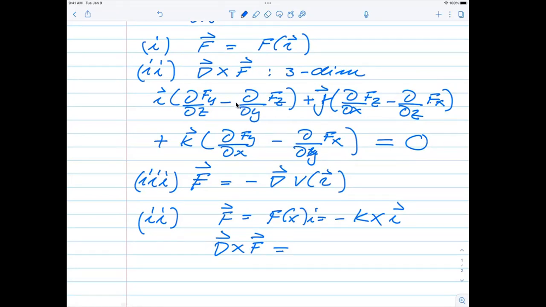Perfect. It's actually the roundest number you can get. So this is exactly equal to 0. If you have a one-dimensional force and it depends only on the spatial degrees of freedom, then this is a force which will have a curl equal to 0, and it's going to be a conservative force.